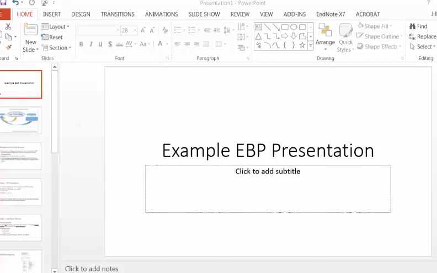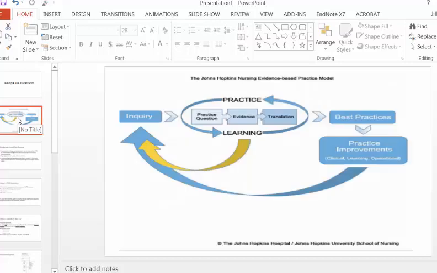First of all, you have a nice little title slide with the title of your EBP project. The second slide, you might have something like the model in there. You can just cut and paste this slide that I've created here into your own PowerPoint presentation. And you'll just walk me through the process that you've done to do this evidence-based practice project.